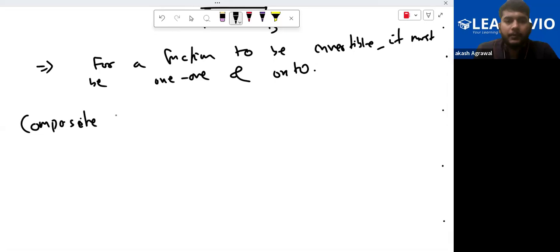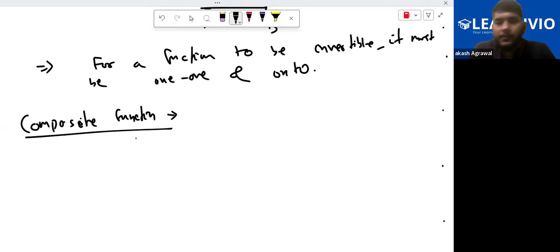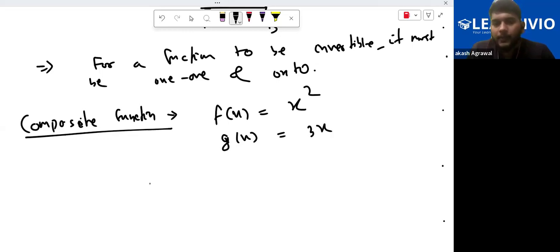Composite function. Have you guys studied this in school? Composite functions? I don't think so. It is deleted. Okay, but hardly 10 minutes. It's very required. Composite function is, suppose we have f of x equals x square and g of x is 3x. We have to find f of g of x. This is known as composite function.